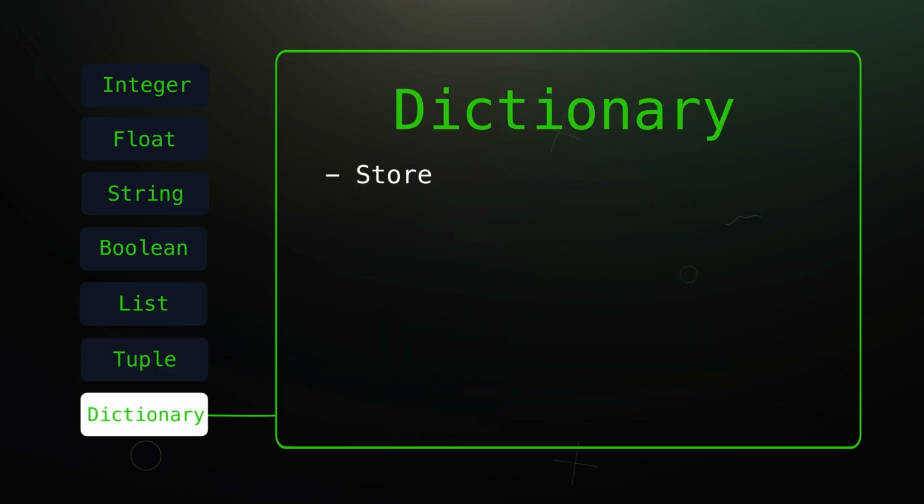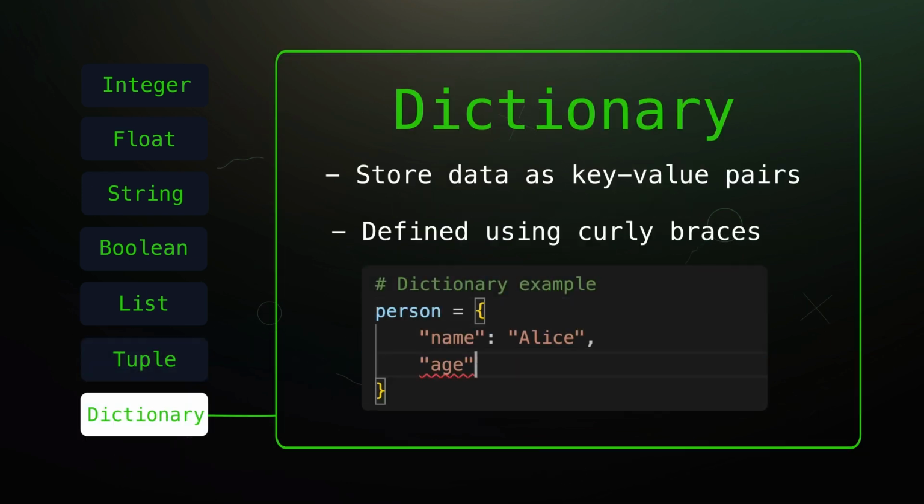And finally, we have dictionaries. Dictionaries store data as key value pairs, like a real-world dictionary. They are defined using curly braces. And that's a super quick overview of Python's core data types.